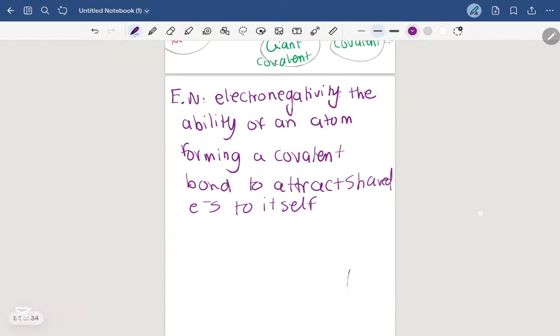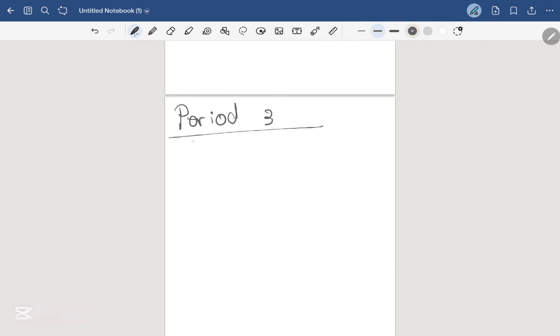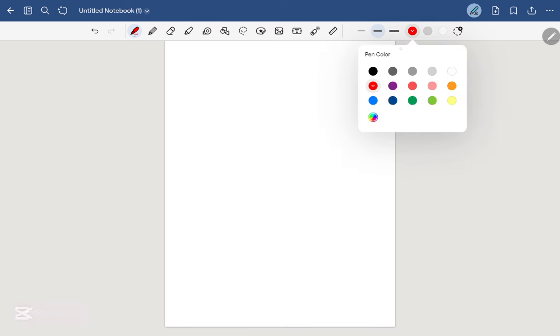Now, we reach period 3. We have a whole couple of lessons on period 3, which I have no idea why, but it's important apparently. So what do we need to know? We need to know that as we go across period 3, starting from Na all the way until argon, the reactivity decreases, whether it's reacting with chlorine, with water, or with oxygen. Now here comes the most dreaded part of this chapter, which is the equations. Honestly, it's not too bad, you just need to know how to deal with them.